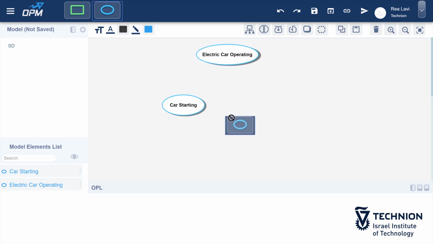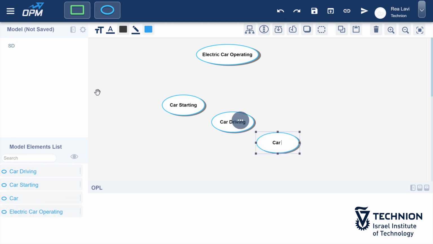Notice we added to each process name its related object, car. This makes the names of the processes in our model clearer. These are all physical processes, so like the objects, they are shaded. Let's connect the car operating process to the other processes.